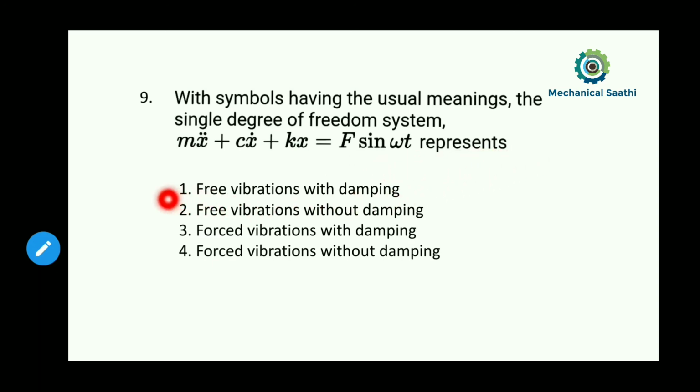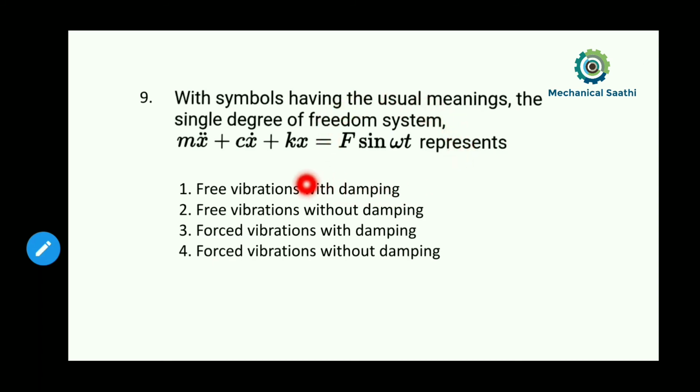Options are given like this: free vibration with damping, free vibration without damping. So is it a free vibration case? No, because on the right side we have some force. We are continuously applying an F sin omega t force. So it is not the case of free vibration, it is the case of forced vibration.